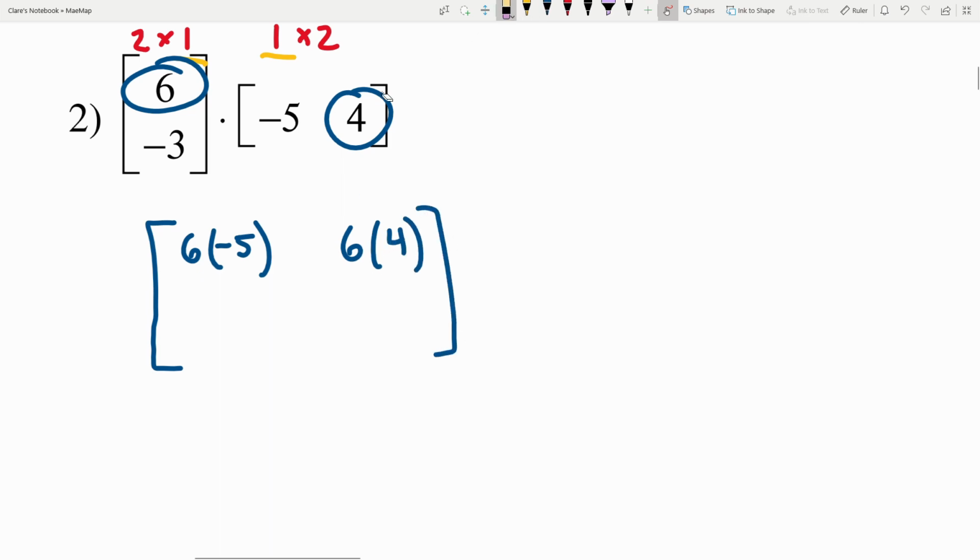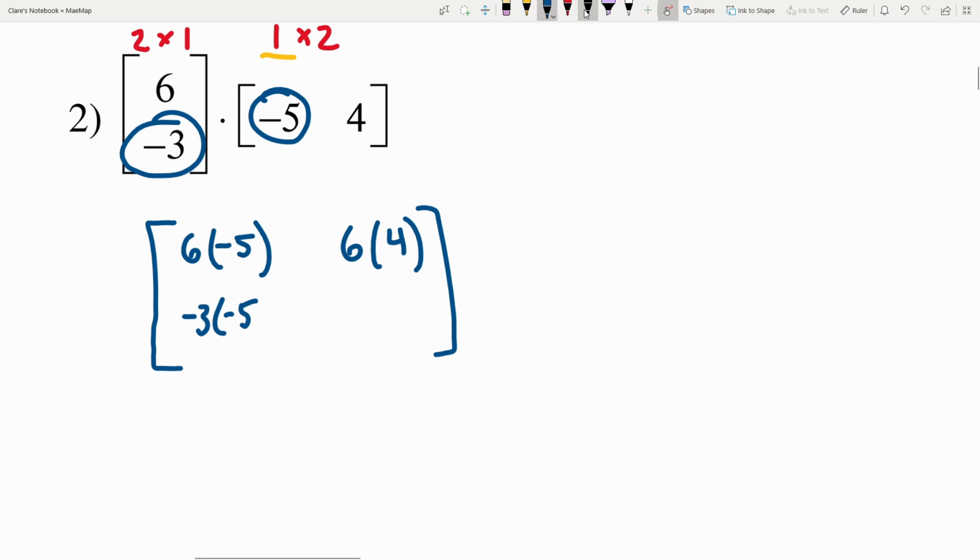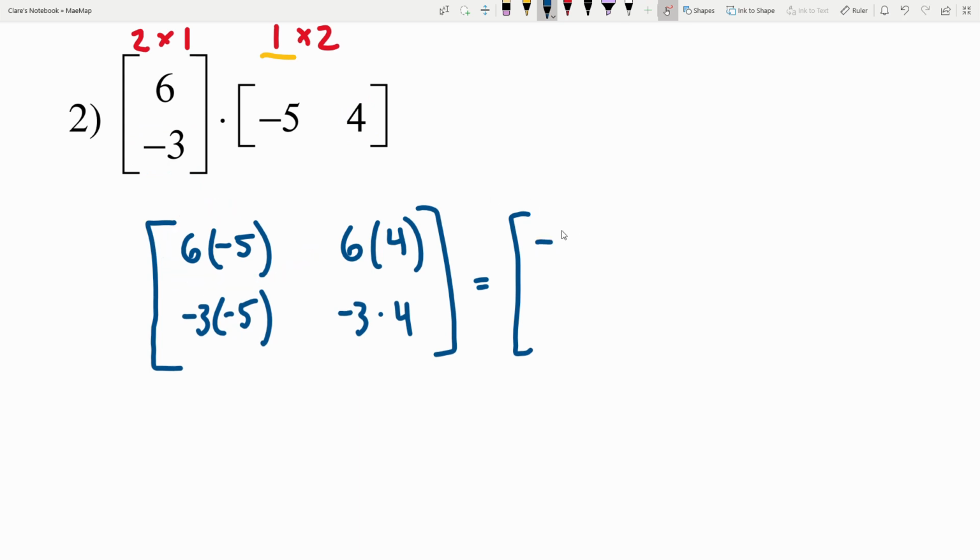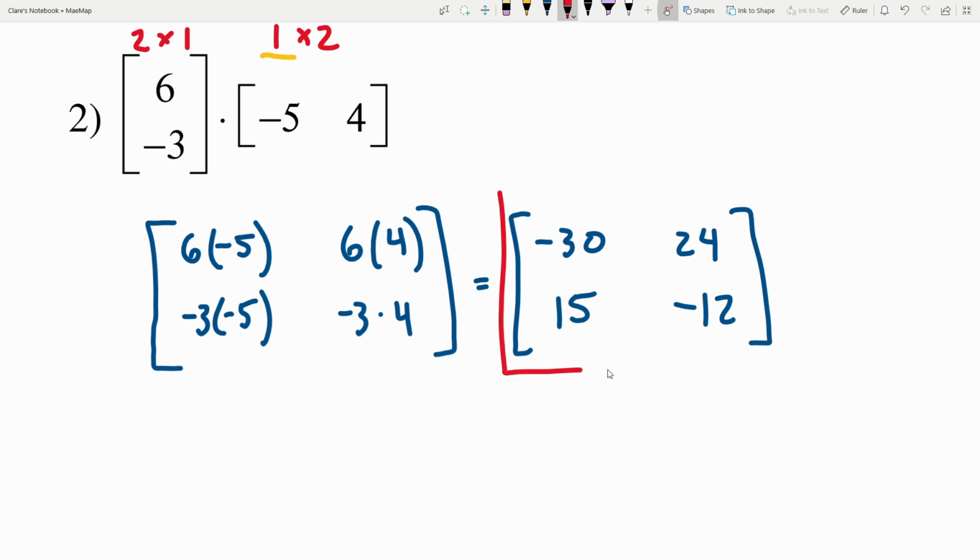And now that I've finished my row 1, I'll move on to my row 2. So that's going to be row 2, column 1, negative 3 times negative 5. And then I'll do row 2, column 2, which will be negative 3 times 4. Now, finishing this out, 6 times negative 5 is negative 30. 6 times 4 is 24. Negative 3 times negative 5 is a positive 15, and negative 3 times 4 is a negative 12. And that's my solution in number 2: negative 30, 24, 15, negative 12.